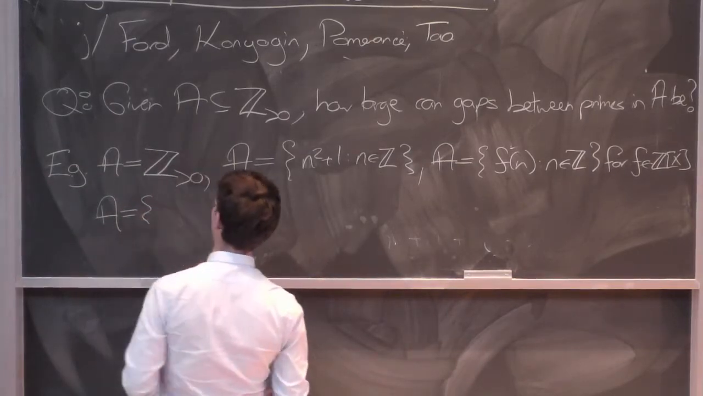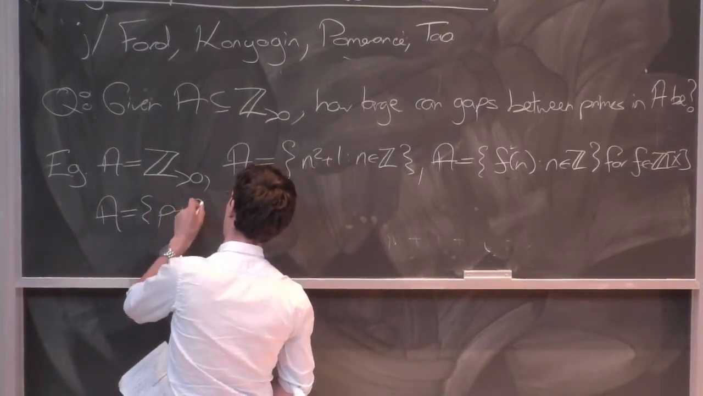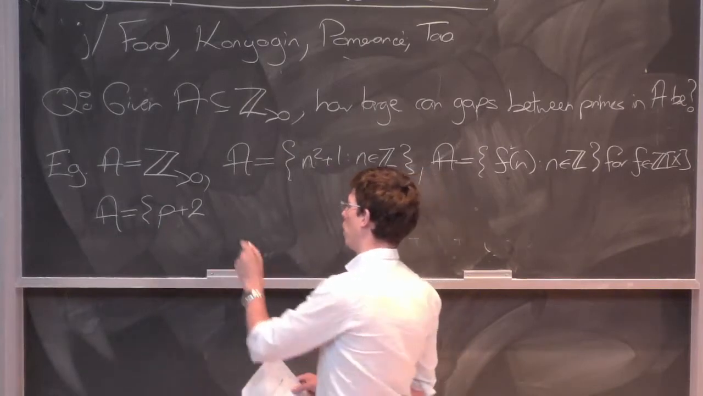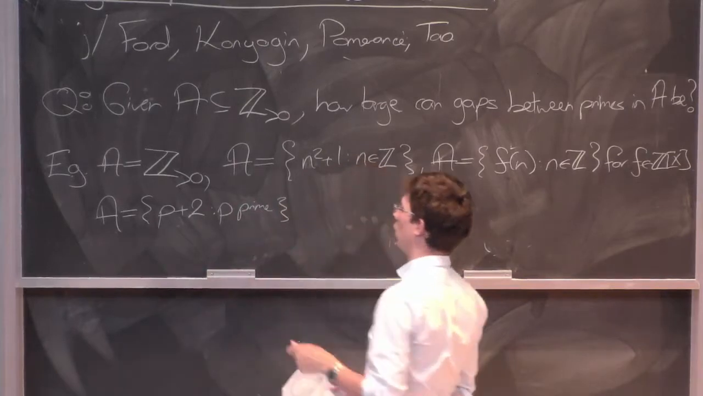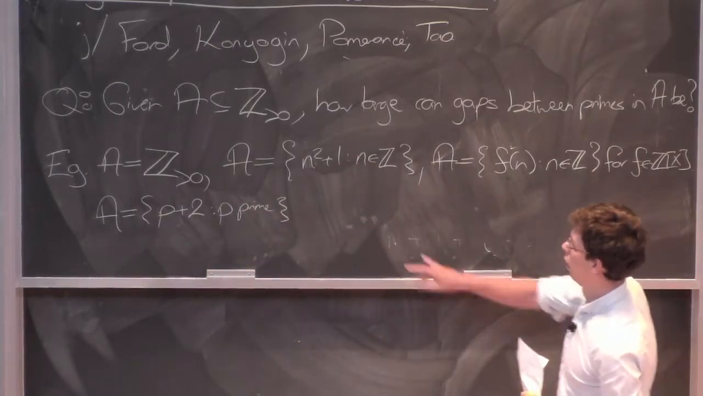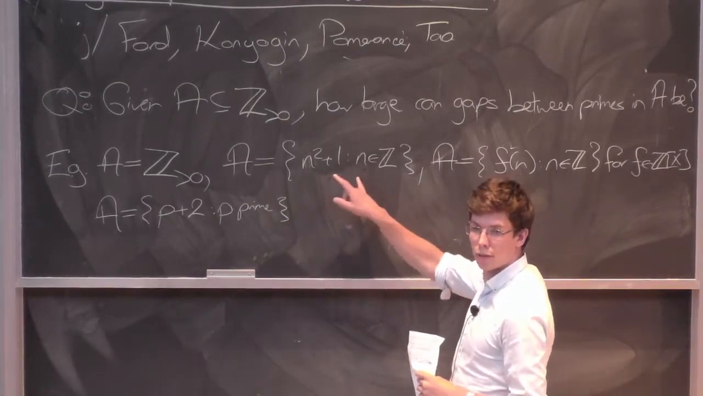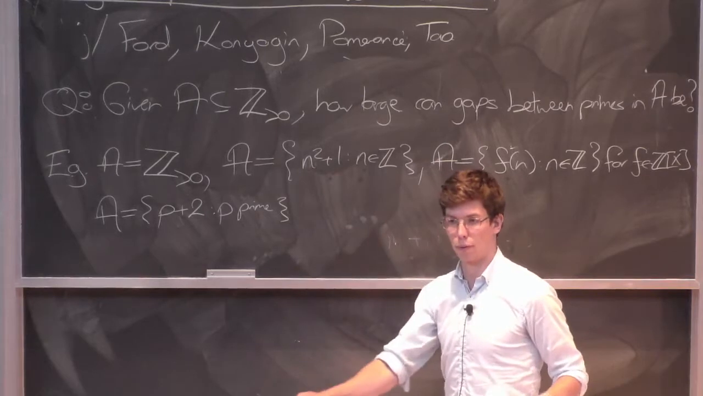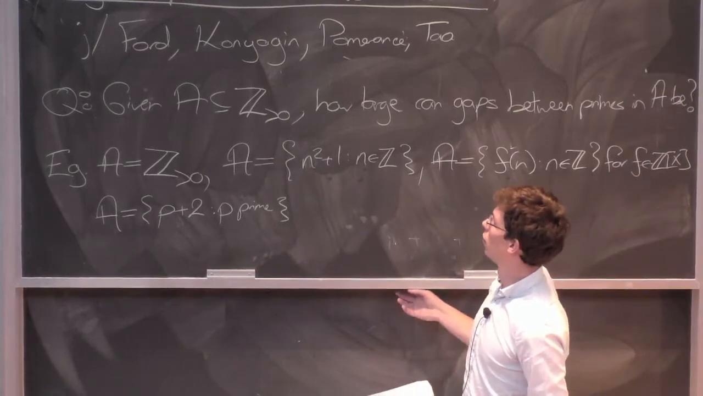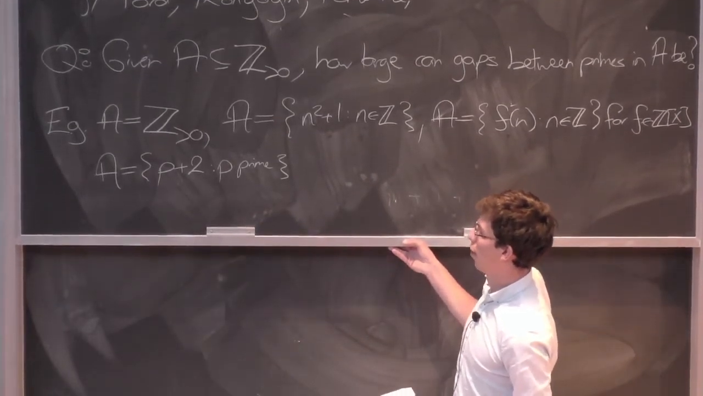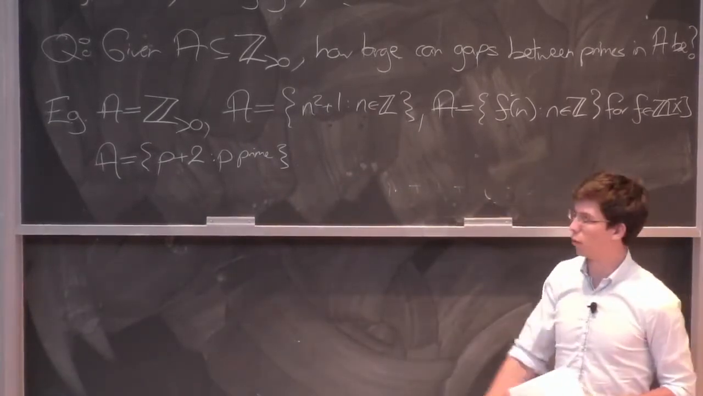another example of a set A, which I won't be able to say anything about in the talk today, would be the set of values of p plus 2, where p is a prime. So in particular, for the set of values of n squared plus 1, this was a question of Carl Pomerance. How large can gaps between primes of the form n squared plus 1 be, or how long a string of consecutive composite values of the polynomial x squared plus 1 can you have? And similarly, for large gaps between twin primes, this was a question of Heath-Brown.